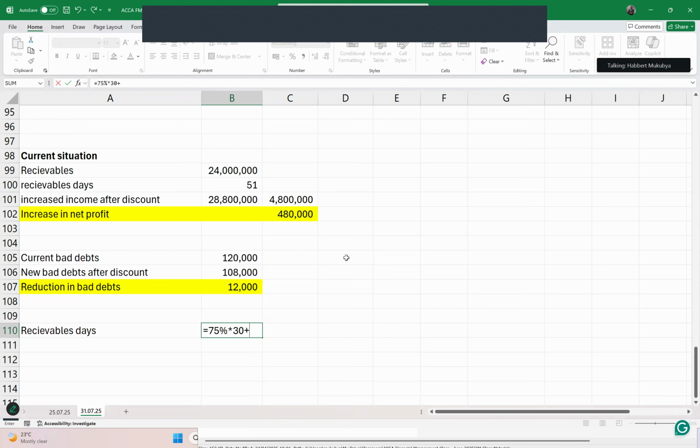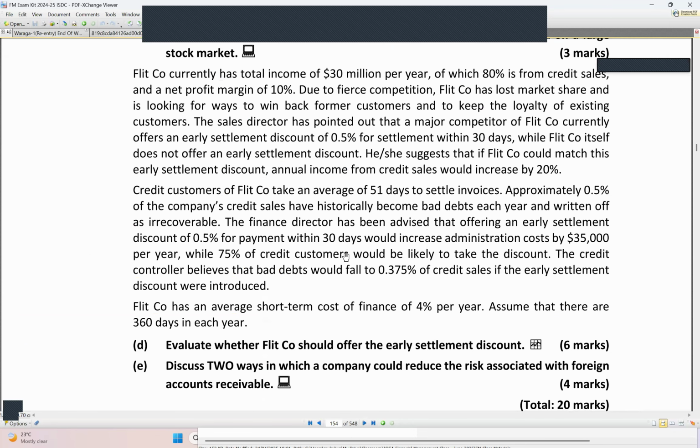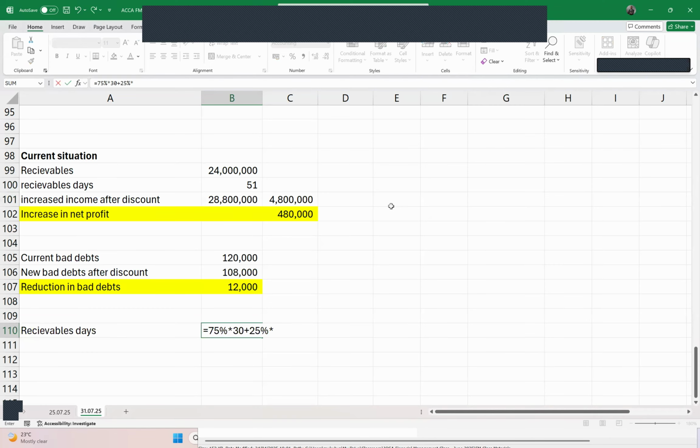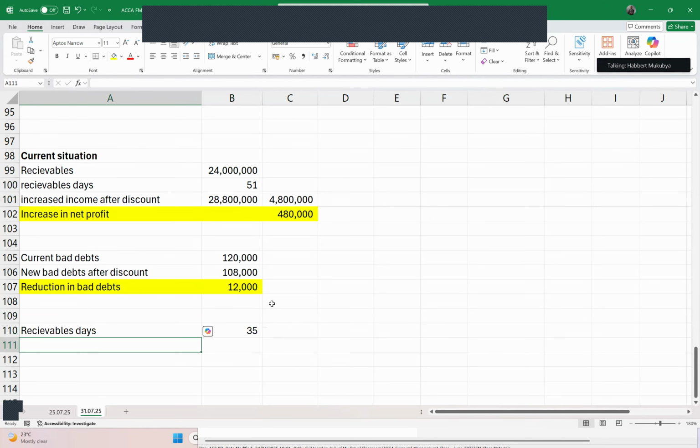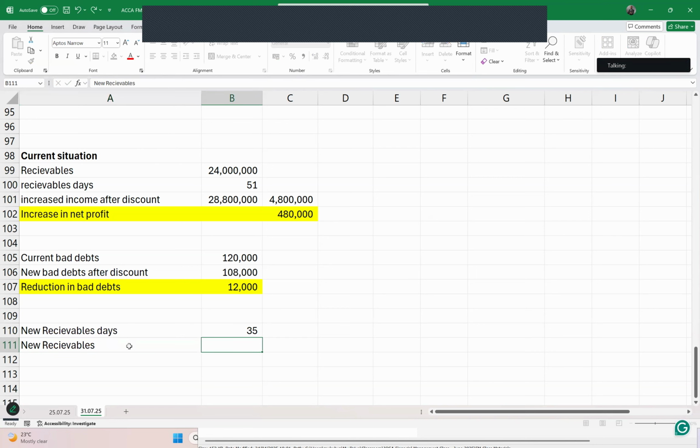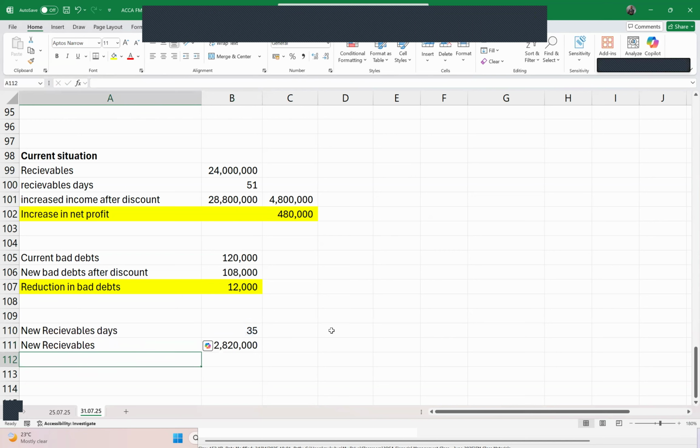Whereas the rest, which is 25%, will pay within 51 days. On the one that they are currently taking, which means about 35 days, this is going to be the new receivables days. Therefore, new receivables will be 35 out of 360 multiplied by the 28.8. So the receivables will actually be 2.82.